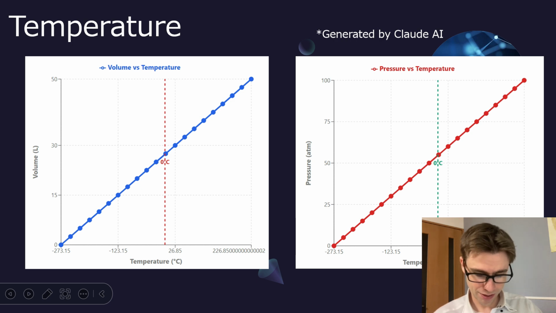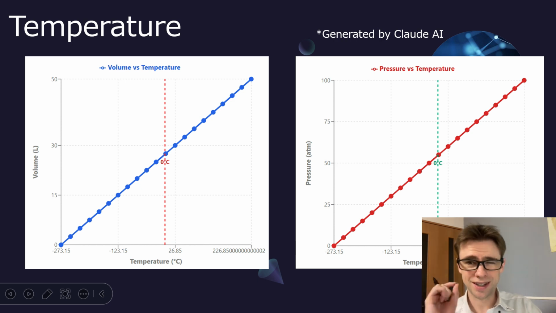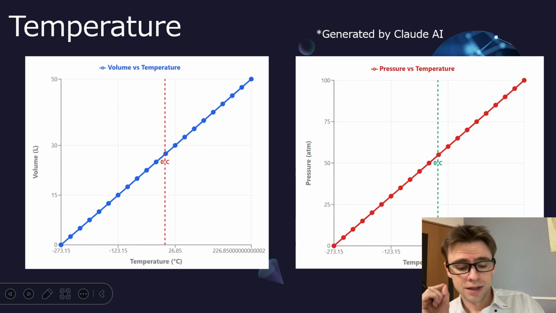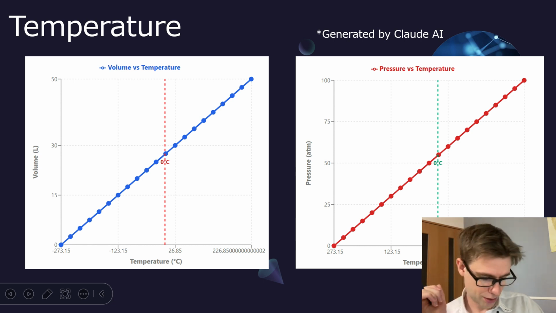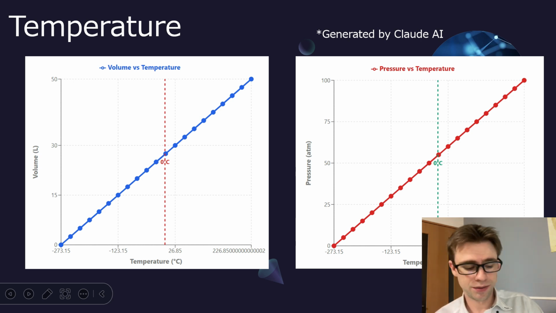So some weird ideas, but you can see that these graphs are a straight line, right? There is direct proportionality between these things, between temperature and pressure, and temperature and volume. If you double the temperature in Kelvin anyway, you should double the pressure. If you half the pressure, you half the temperature. If you double the volume, you double the temperature. If you half the volume, you half the temperature.